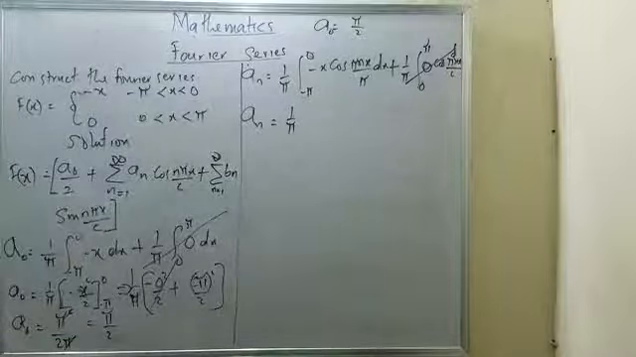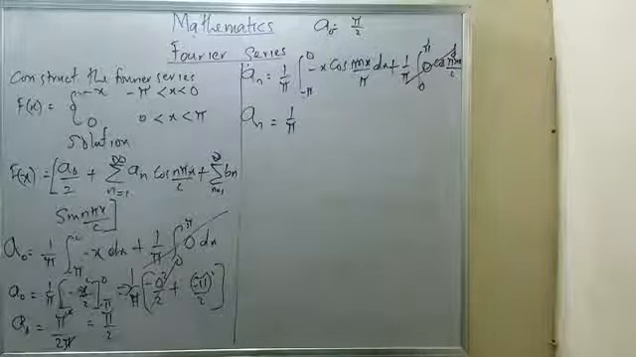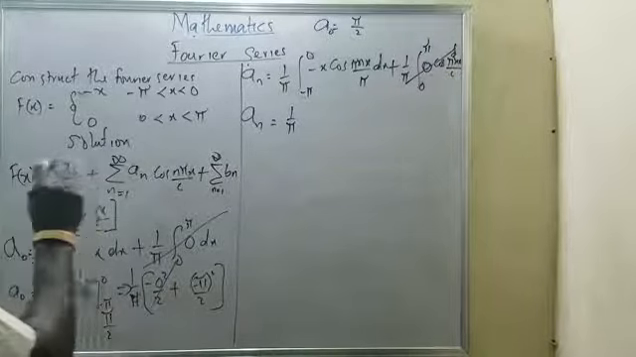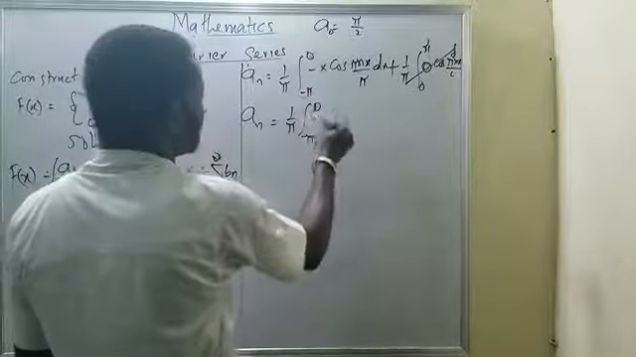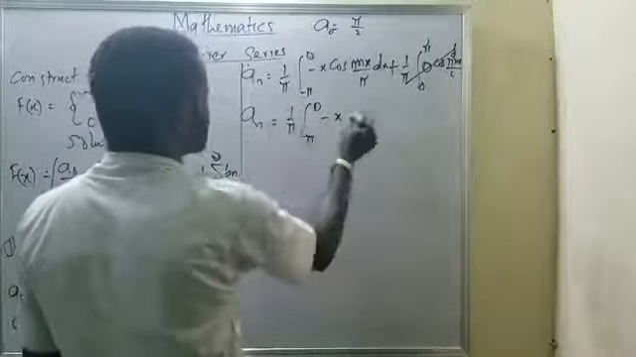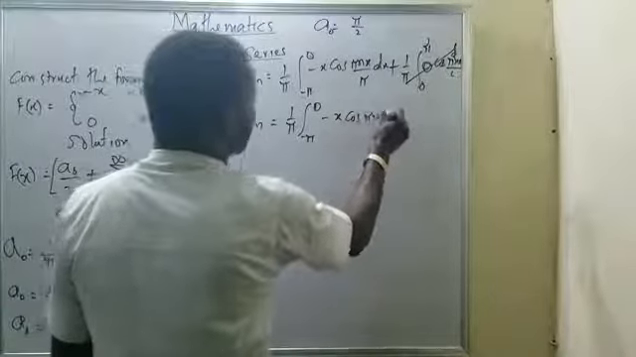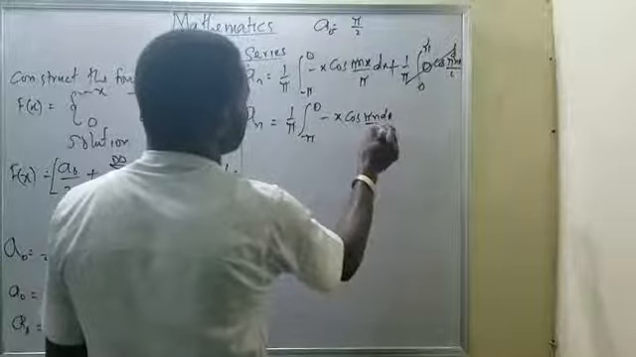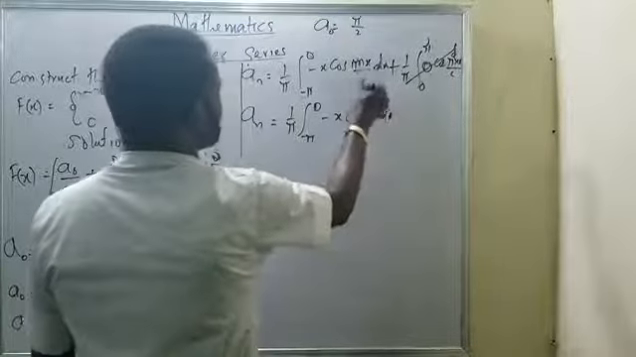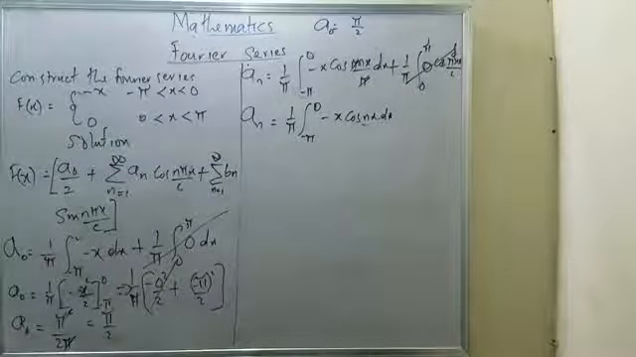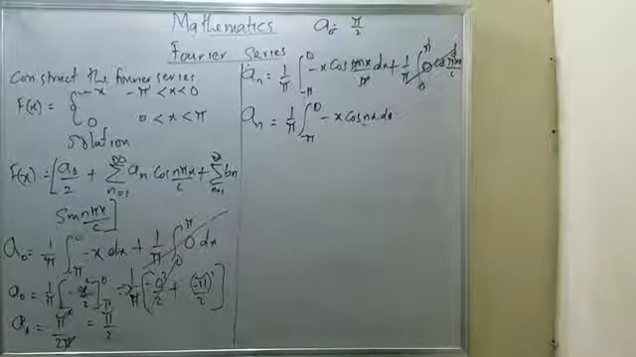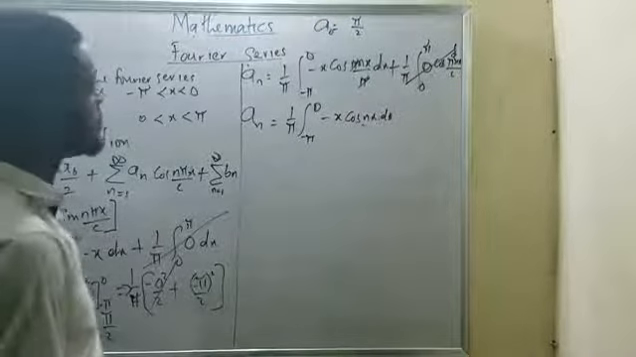Now I want to integrate. How do I integrate? That will be very fast. I'll be having the integral from minus pi to 0 of minus x cos nx dx, all over pi. This will cancel this. Now with this, I am good to go, and I can go for my integral by parts.